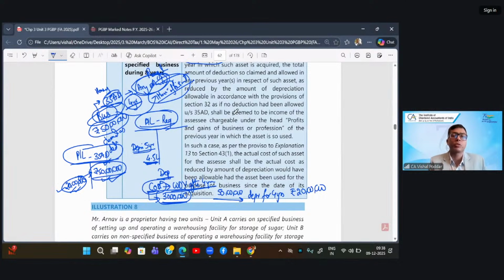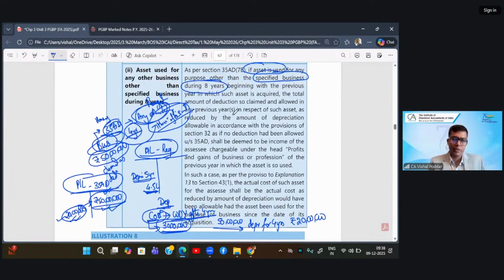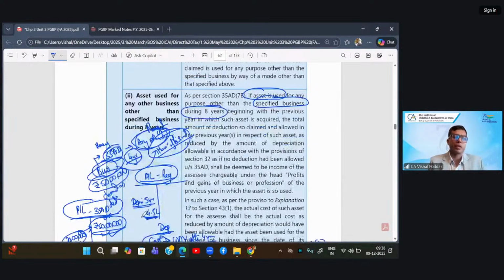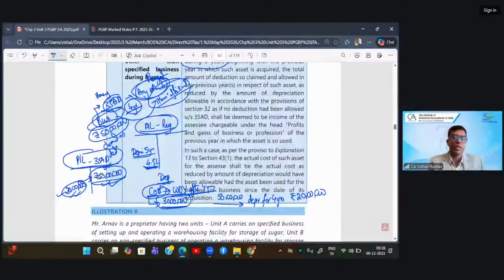Students, I hope you have understood this part of 35AD. So this will happen when you are selling or removing the asset from 35AD business. If you are selling to an outsider, entire sale price, whatever is the sale price, is your PGBP income. If you are internally shifting to another business, then whatever was the cost, that is income, but the depreciation also has to be adjusted, debited. And this net amount will be shown as the cost in the books of regular business, and depreciation on that will be taken.